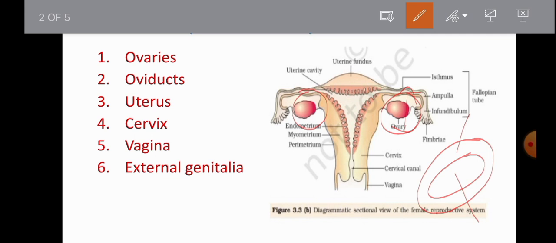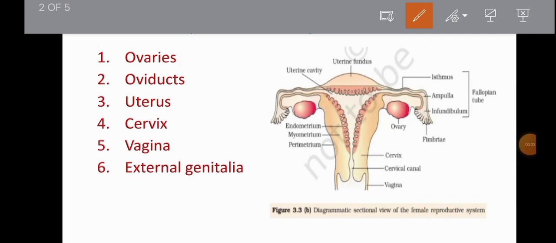To sum it up, there are two ovaries, and each length is 2 to 4 centimeters, and it's covered by epithelium. It has two zones. It produces the female gamete known as ovum and steroidal hormones, that is ovarian hormones. So that's it. So next is about oviducts.